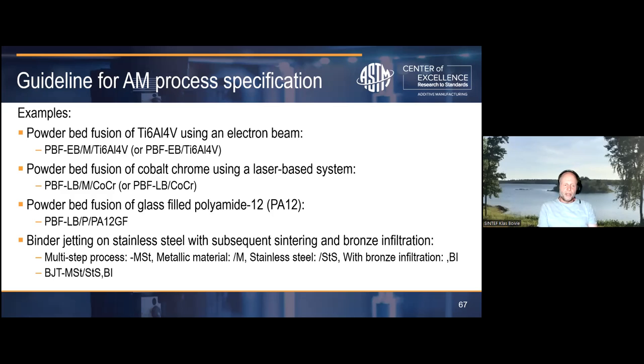Well, it may not sound so good when you say it, but it has a very good advantage, a very high density and condensation of the description. You get a very high resolution of the process this way. Binder jetting of stainless steel with subsequent sintering and bronze infiltration. It's a multi-step process, because you need to have this furnace process afterwards, which is MST, metallic material, M, stainless steel, STS, bronze infiltration, BI. So BJT, MST, STS, BI.